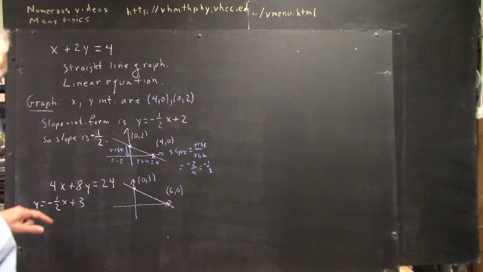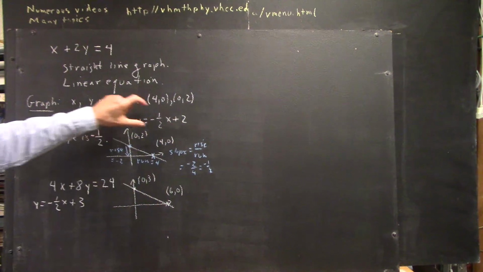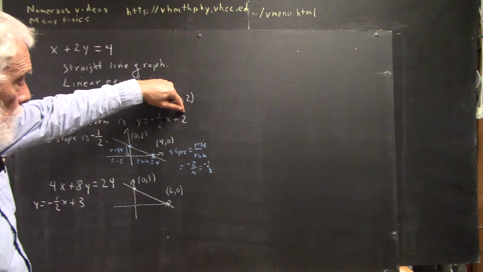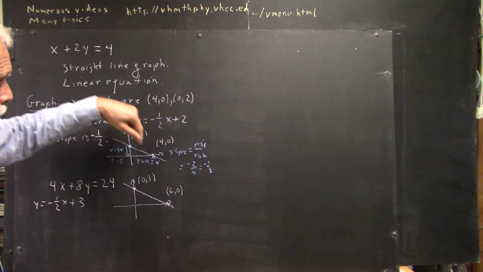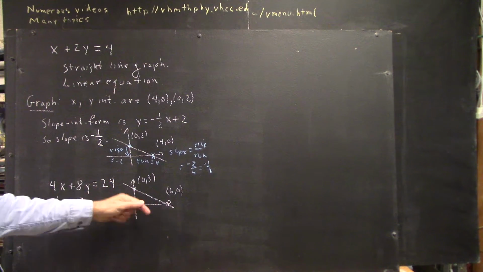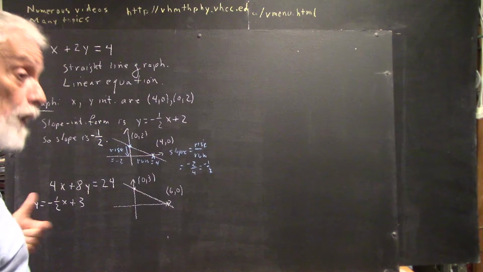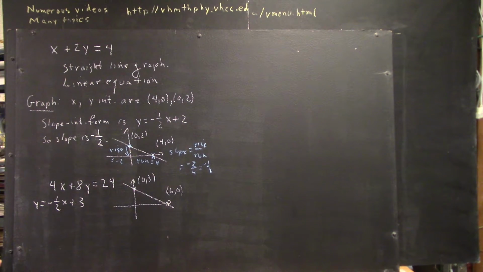Okay, now clearly this line is not the same as this line. This line has a y-intercept of 2. This line a y-intercept of 3. And looking at the graphs, it's clear that this line lies a little bit higher than this one. It should also be clear that you have equal slopes.